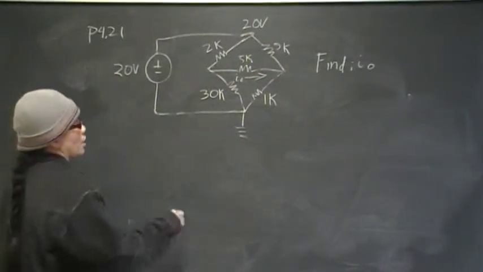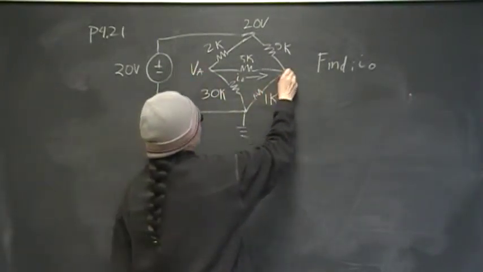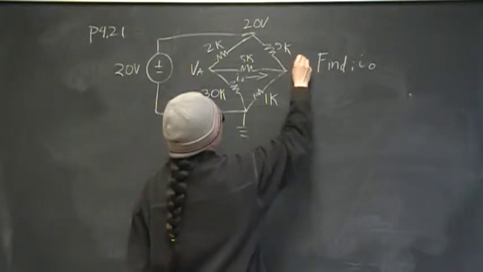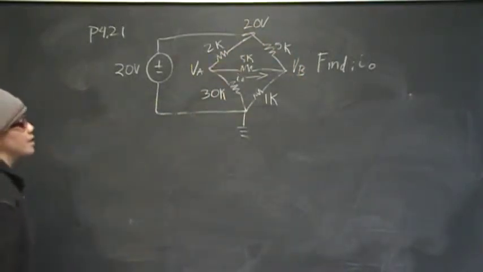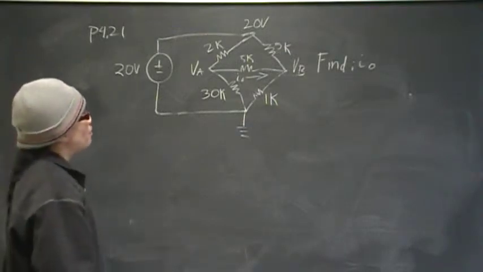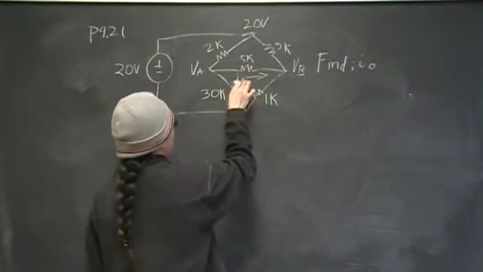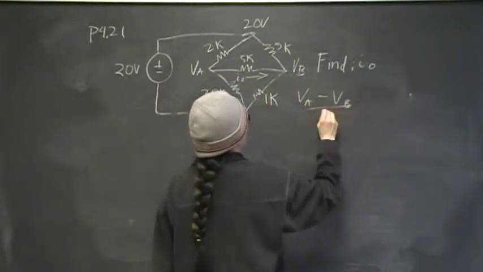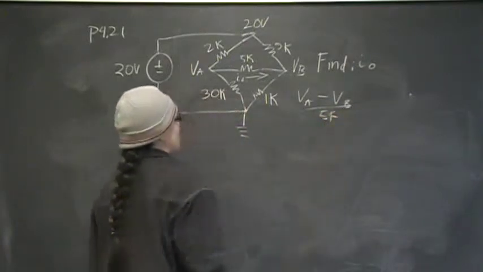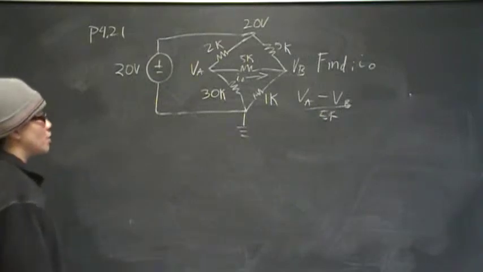So the nodes that we don't know are right here. I'm going to call that VA, and I don't know what that is either, VB. It's going to be 20 volts split into something, but I don't know how it's split yet. So I need to find that because ultimately I'm looking for I naught, and I naught is going to be VA minus VB over 5K. So in order to find I naught, I need to find VA and VB. So let's get started with node voltage.